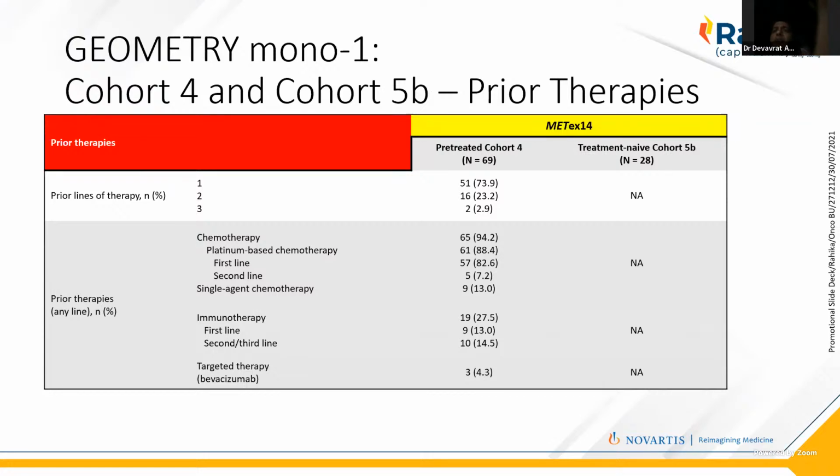So, as I said, when we look at the pre-treated cohort, a significant number of patients had earlier 1 or 2 lines of therapy. And when previously treated, most of these patients had platinum-based chemotherapy in the first line, and then single-agent chemotherapies in the subsequent line setting. And a small number of patients also had prior exposure to immunotherapy, either in the first or the second line. Next slide, please.